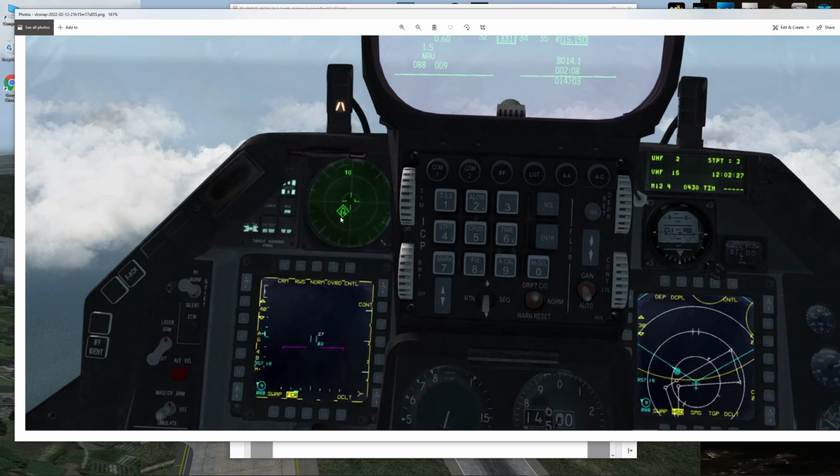This F-16 is obviously friendly, but the amount of radiation coming off of its radome and radar is very strong. So that means that if this was an enemy, it would be a threat inside of this ring here. And a really close threat, because it's on the inner ring.